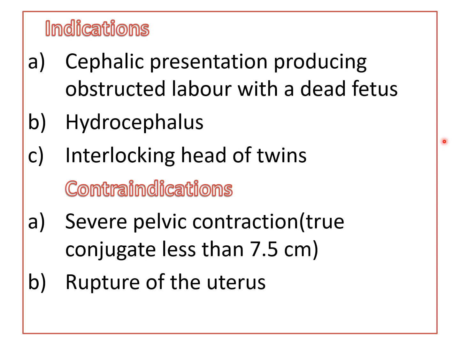The indications for the craniotomy include cephalic presentation which produces obstructed labor with the dead fetus, hydrocephalus of the baby, and interlocking head of the twin babies. These are the indications for the craniotomy. The contraindications are severe pelvic contraction, that is, if the obstetrical conjugate or true conjugate size is less than 7.5 centimeters, or if there is rupture of the uterus. In those cases, we should not go for this.